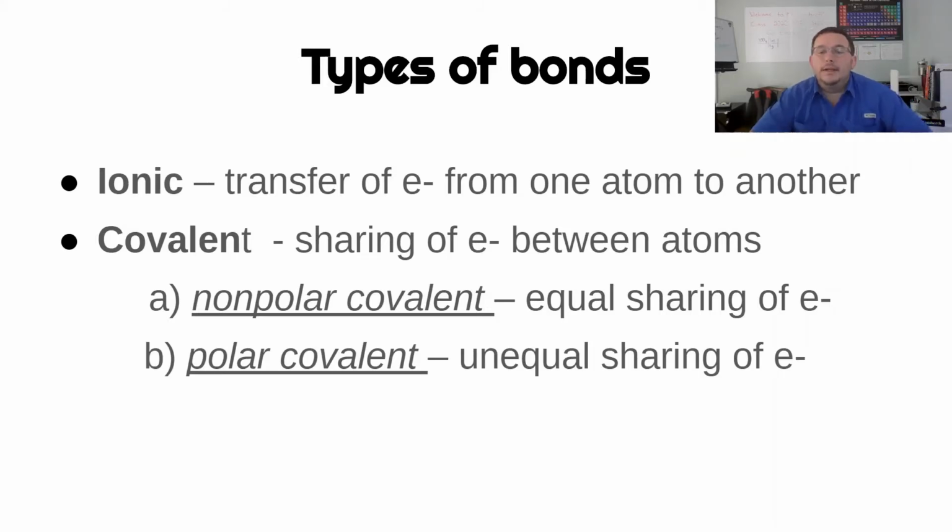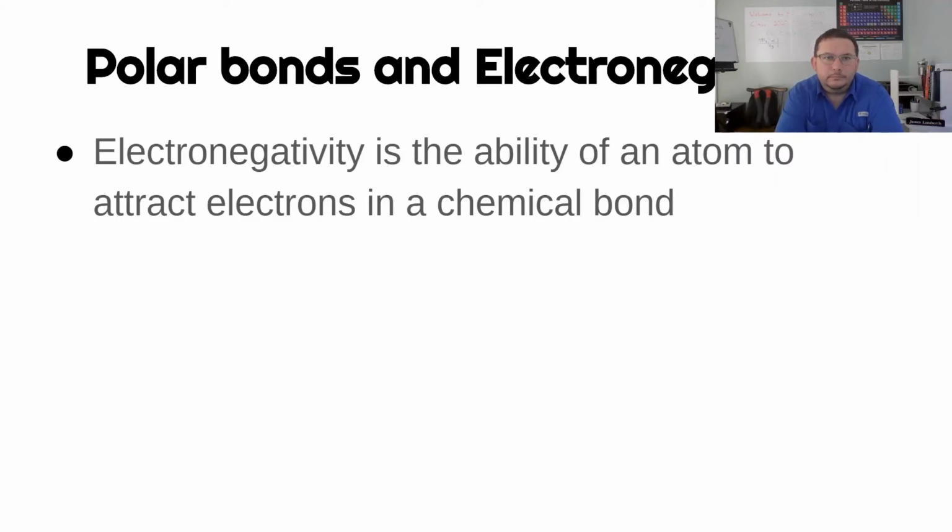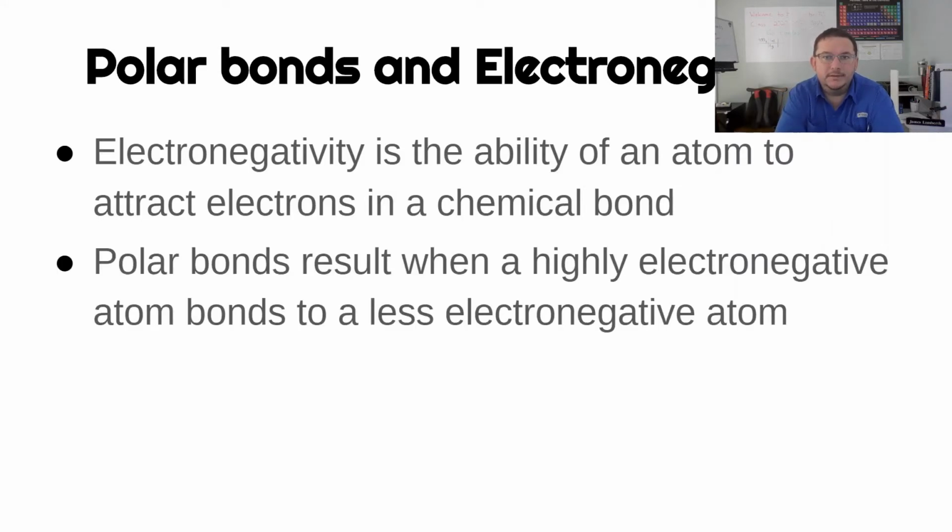There's an unequal sharing of electrons, and the electrons are going to be closer to one atom than they will be to the other. Now, what atom are they closer to? Going back to the property of electronegativity, electronegativity is the ability of an atom to attract an electron. So the electrons are going to be closer to the most electronegative atom. All right, so again, electronegativity is the ability of an atom to attract electrons in a chemical bond. And you get these polar bonds when you have a highly electronegative atom bonded to a much less electronegative atom.